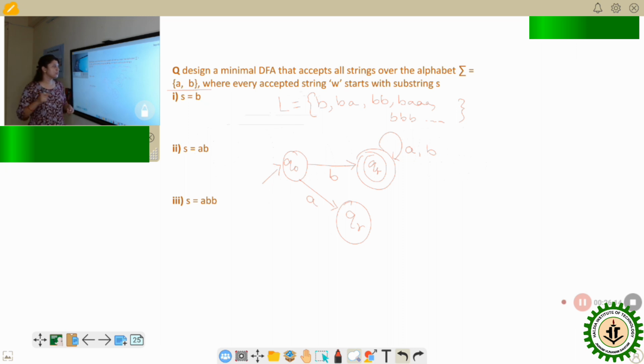Okay. So what is an invalid string? If it started with A. So now we have applied A and B on QF. Now if we apply A and B on the reject state, it will stay on the reject state. Okay, that is the minimal DFA that accepts all strings over the alphabet sigma equal to A comma B, where every accepted string W starts with substring B.